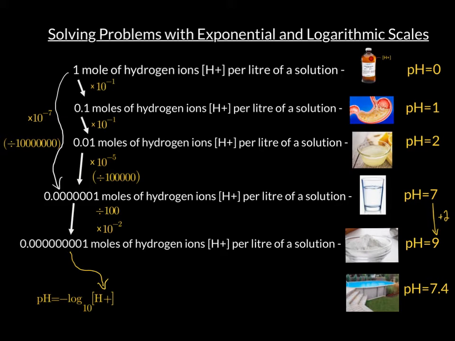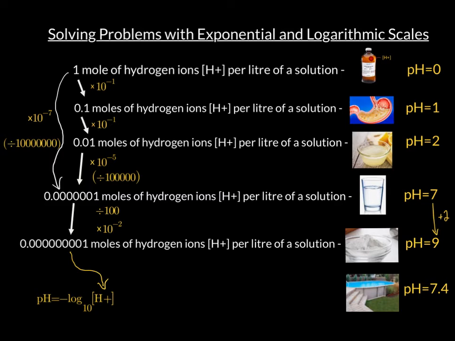Now my question to you is, how much stronger is pure water to pool water with a pH of 7.4? We're assuming that the hydrogen ion concentration is the measure of the strength. So how much stronger would lemon juice be than pool water as well? Remembering that pool water has a pH of 7.4 and lemon juice has a pH of 2. As always, pause the video, take your pencil and paper out, try to get the answer, and come back.